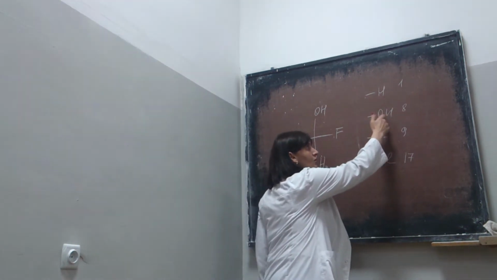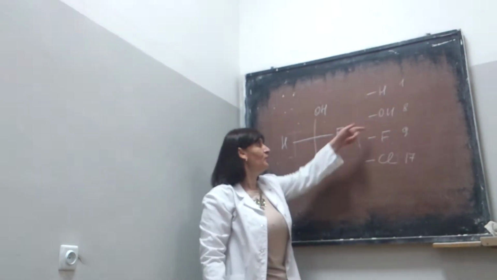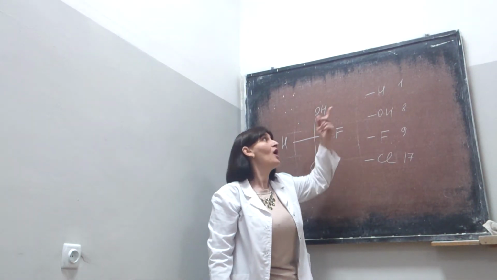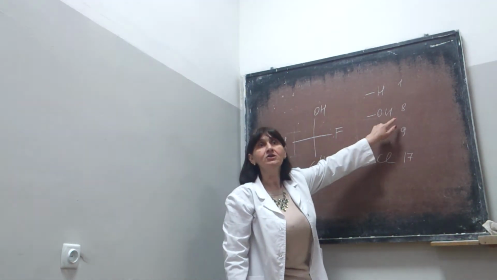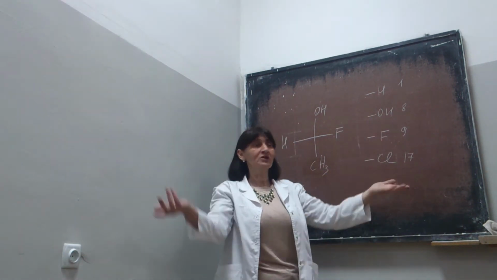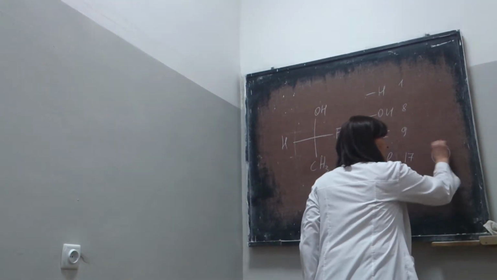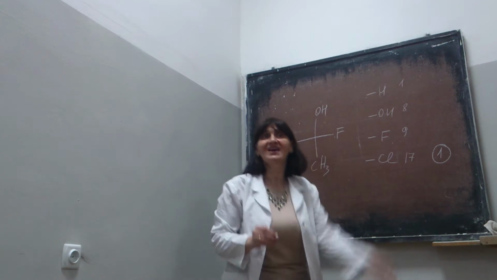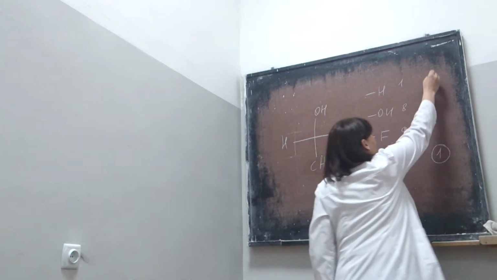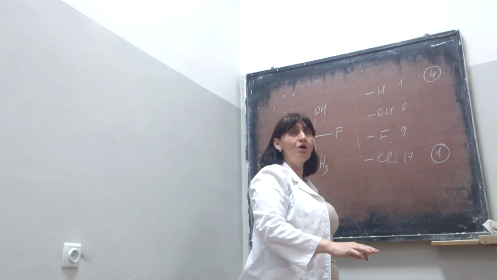But what about the OH group? In the OH group, the first atom bonded with this chiral carbon is directly this oxygen. So that's why you have to take oxygen's atomic number, not the H atom's atomic number. Now look, which one has the highest atomic number? Cl. Yeah. So this is number 1. Remember, please, number 1 is always the group which has the highest priority. So this one is number 4, the junior group, which has the lowest priority.